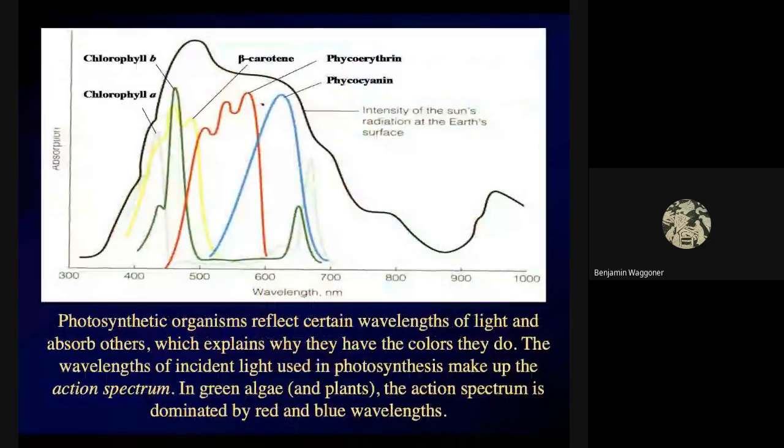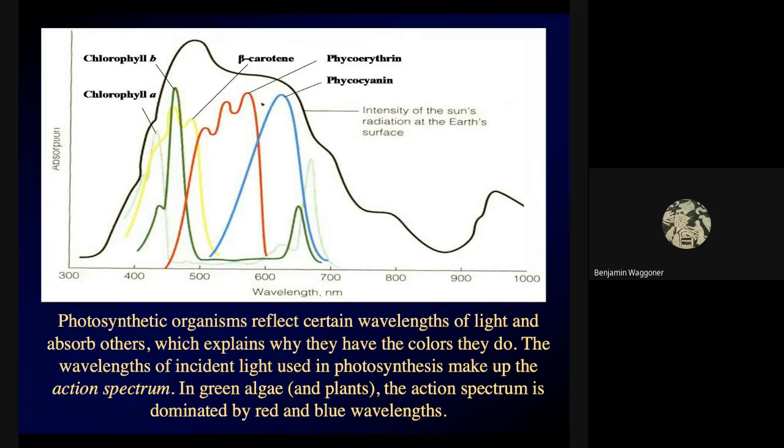And the reason for all those pigments is that photosynthetic organisms absorb some wavelengths of light and reflect others, like anything that looks like it has a color to our eyes. It has that color because it's reflecting certain wavelengths and absorbing the rest. And the wavelengths of incident light used in photosynthesis make up what's called the action spectrum.